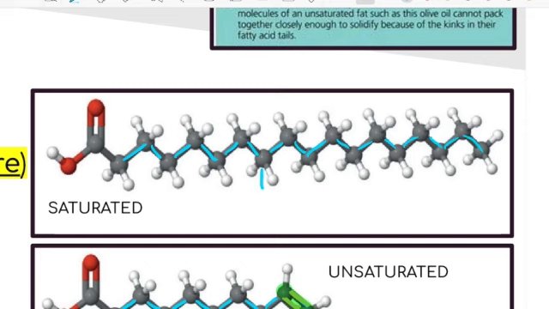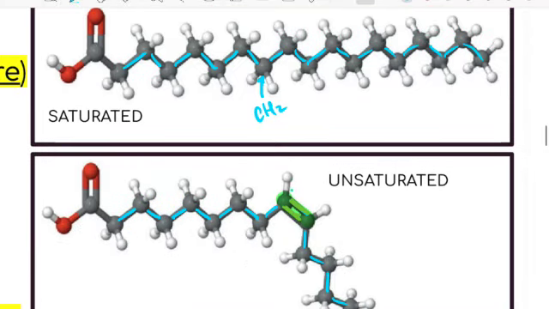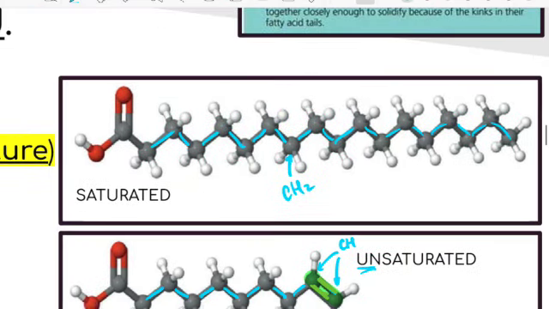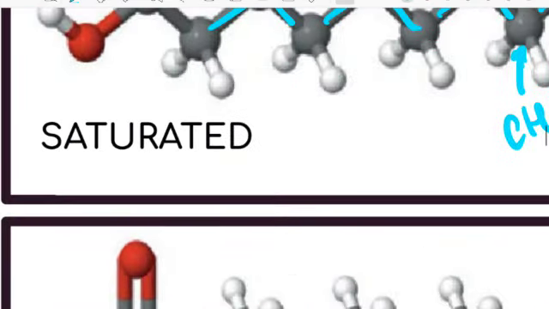So all of these here are CH2 groups, whereas this one and this one are just CH groups, right? They're missing a hydrogen. And so that's why they are unsaturated, because they don't have all of the hydrogens that a saturated fatty acid has. Saturated, if something is saturated, it means it is full of something.